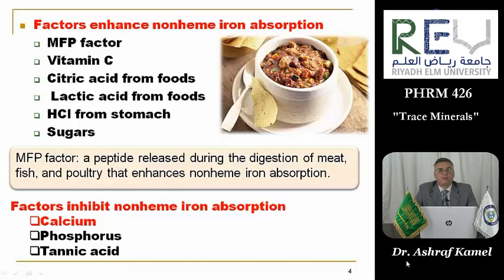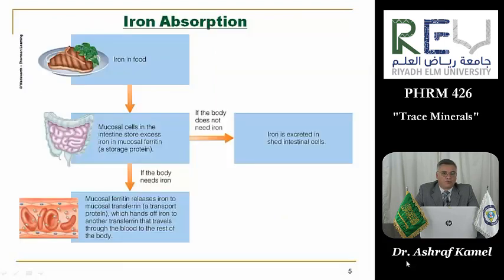Factors that inhibit the non-heme iron absorption include calcium, phosphorus, and tannic acid. Tannic acid is present in tea, and that's why it is advised not to drink tea after eating a meal. At least leave a gap of 2 to 3 hours.